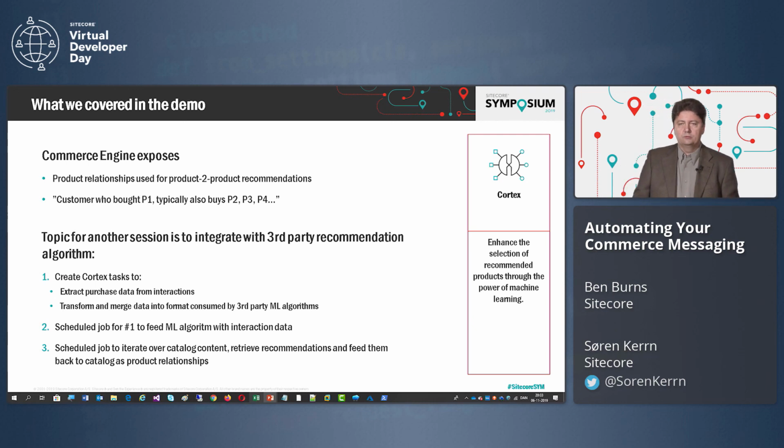Last part is Cortex, which is really a topic for another session. But the idea here is to create a couple of tasks that are extracting the purchase data from interactions, transforming and merging the data into a format consumed by the machine learning algorithm. Also to have a couple of jobs, one for executing the tasks and continuously feeding the algorithm with data, and the second one to iterate over catalog content, retrieve recommendations, and feed them back into the catalog as product relationships.